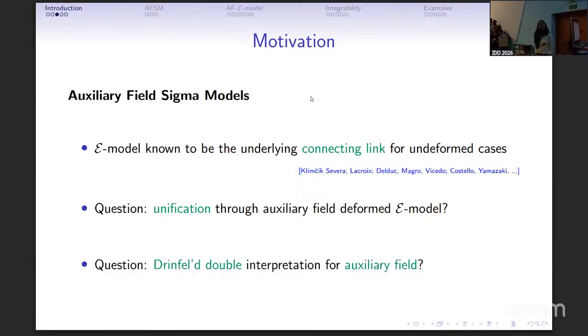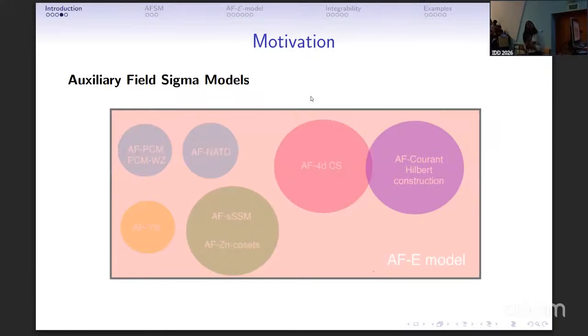Which leads to another question: what would be the Drinfeld double implementation for these auxiliary fields, and we'll be diving into more details for that. So yeah, this is exactly what I was trying to say, that these bubbles are on their own, but now we can actually look at all of them through the lens of the auxiliary field deformed E model.